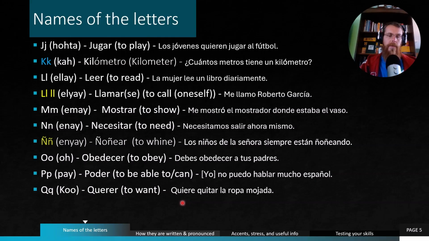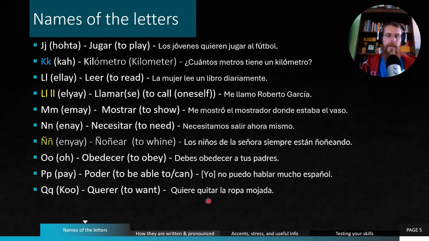All right, but this is quiere quitar la ropa mojada. So quiere is querer, which means to want, and it's conjugated to be he wants or she wants, or it could be you want, although it depends on context. This is not going to be something that someone's just going to say without context. If it didn't have context, then it would either have a name of a person or a pronoun.